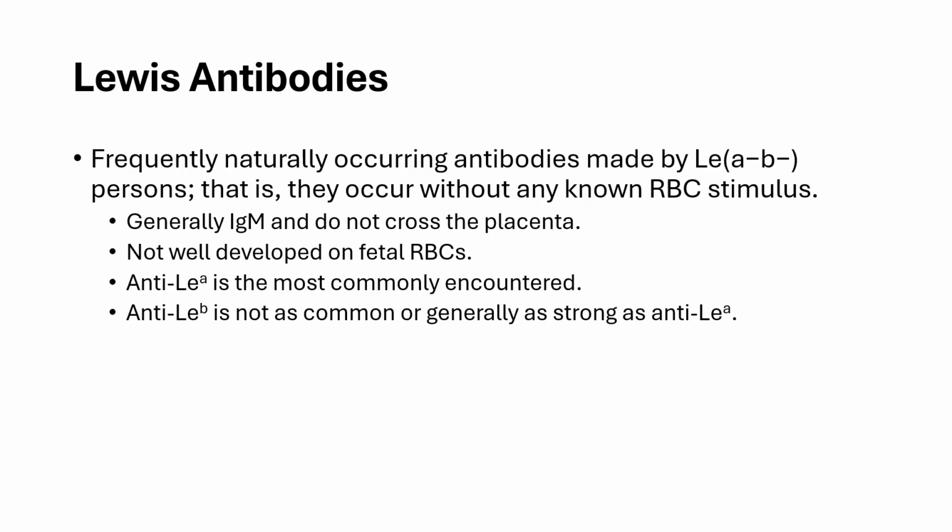For occurrence, these are often naturally occurring in Lewis A negative or B negative individuals when they have no known red blood cell stimulus required. They are generally an IgM class, and they do not cross the placenta. Antibodies are not well developed on fetal red blood cells, so it's not much of a concern for them. For common types, we have anti-Lewis A, which is the most commonly encountered Lewis antibody, and anti-Lewis B, which is less common and generally weaker than the anti-Lewis A.